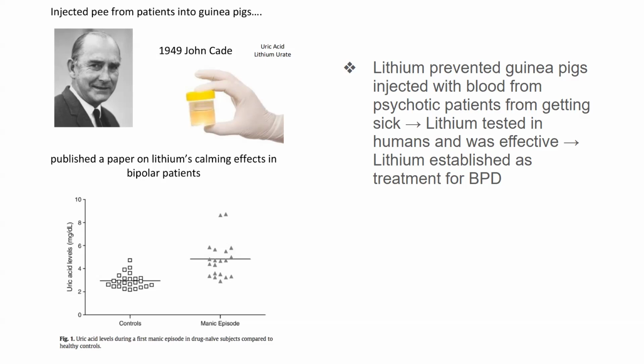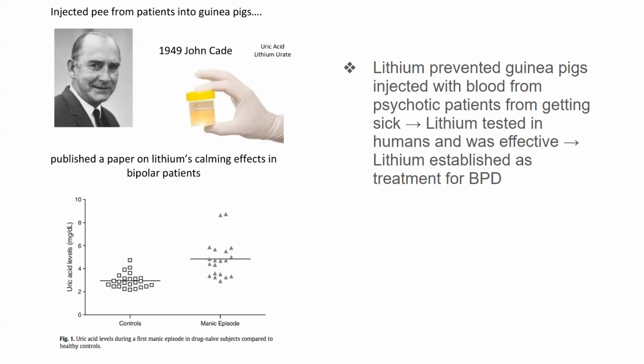What people originally thought is that lithium was breaking down the uric acid, but it turns out that was not necessarily the case. But because the guinea pigs were no longer sick, John Cade decided to test lithium as a therapeutic in humans, and it was effective. Even though we don't know the exact mechanism, we know that it was effective in treating psychosis and mania in humans. At the time, he didn't know it was bipolar disorder, but now with more research, we know it was bipolar disorder. So now we have lithium established as a treatment for bipolar patients.